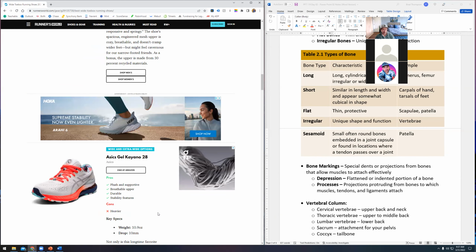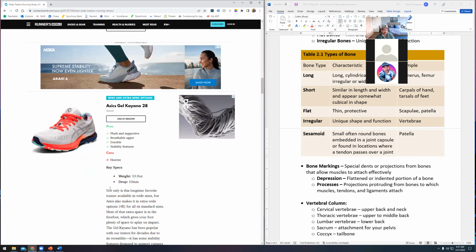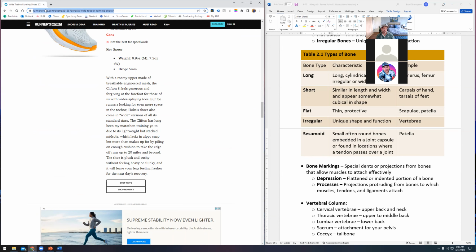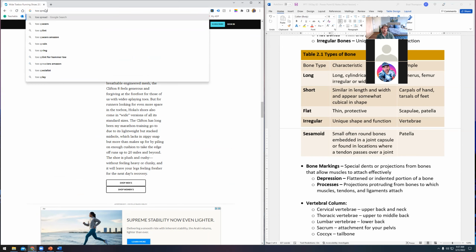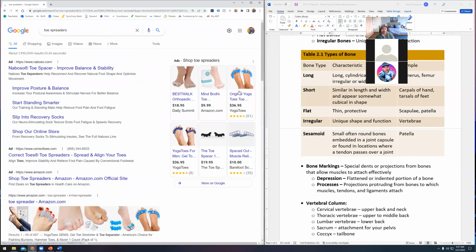And they don't have to be expensive like this. I'm sure every one of these super major running shoes are crazy expensive. And then you just get what's called a toe spreader. They're little silicone things that you basically use to spread out your toes. They're really helpful.